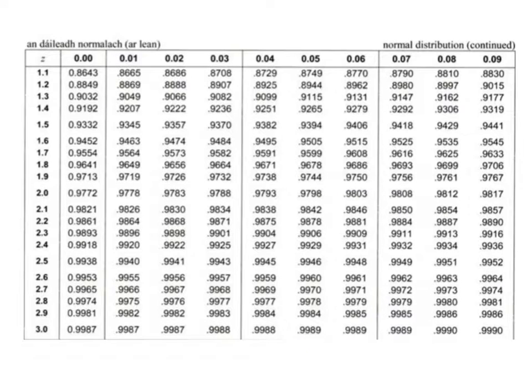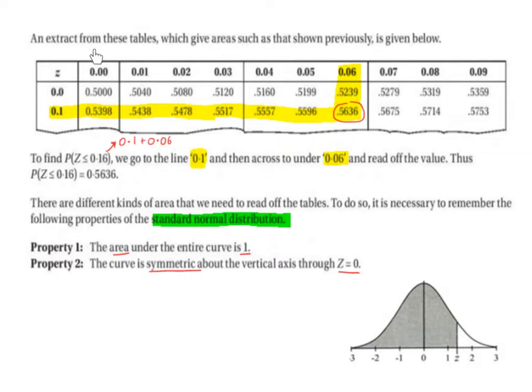And then on the following page we have the normal distribution continued. z goes from 1.1 down to 3.0 in this column, and across in the row it goes from 0.00 across to 0.09. So really 3.09 is the highest it goes up to. An extract from these tables, which give areas such as that shown previously, is given below. So here is just a small cutting out of the table.